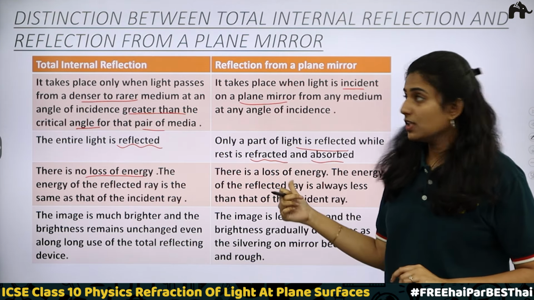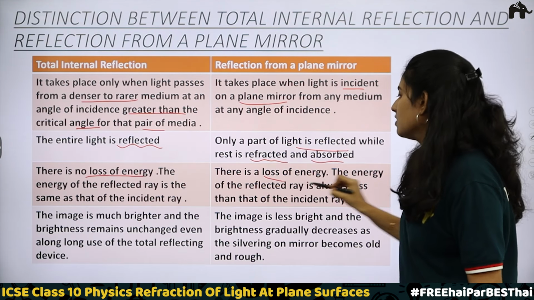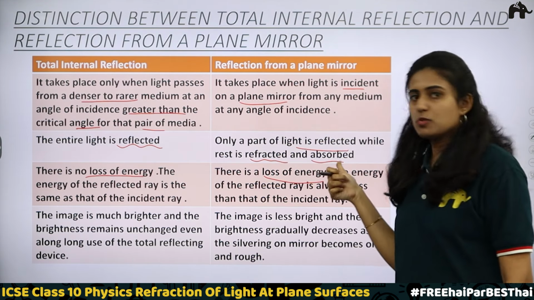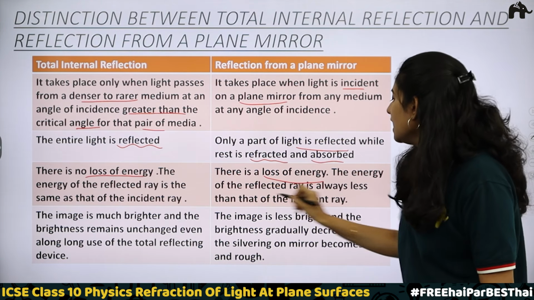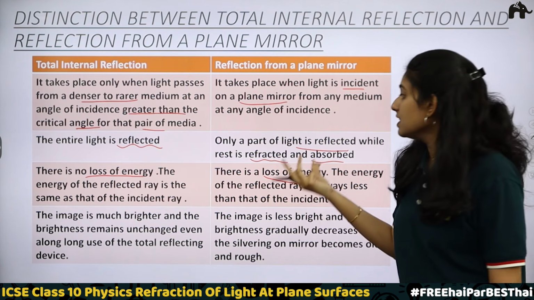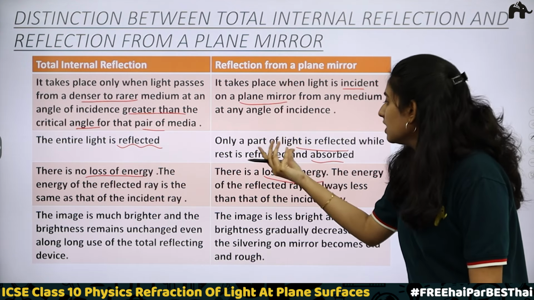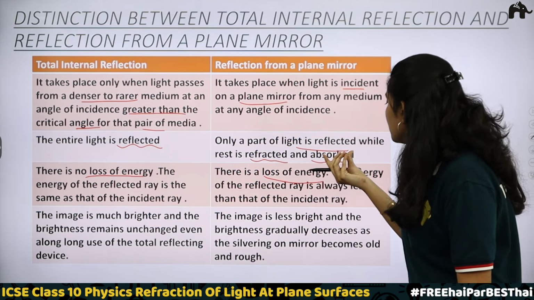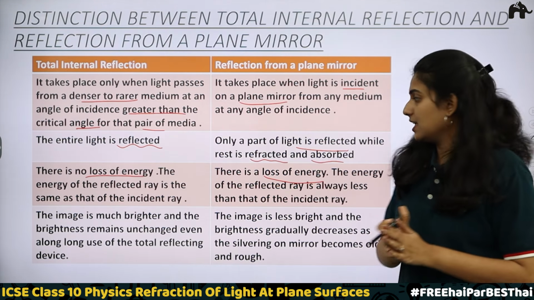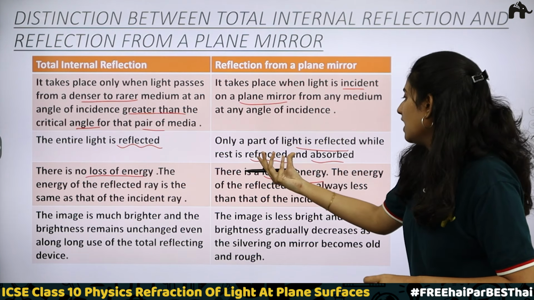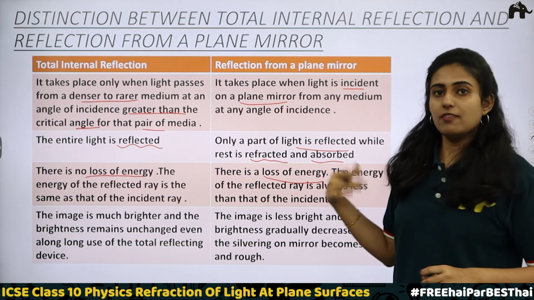But when it comes to the case of plane mirrors, there is a loss of energy. We said refraction and absorption take place. The energy of the reflected ray is always less than that of incident ray. Why? Because this energy is getting divided into the refracted light. It is getting absorbed and there is reflection. So only a portion becomes reflected light. Both other energies, that is refracted and absorbed, are wastage energies.